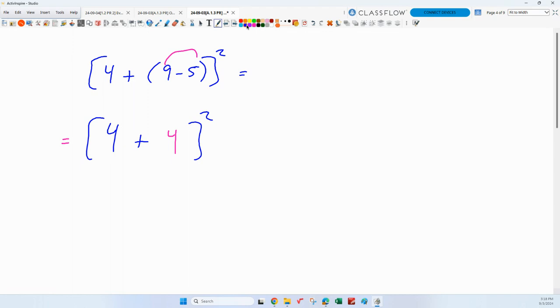Okay, now we're still in the P step. Now we're on the outer grouping symbols. So that would equal 8 squared. And then finally, 64. There you go. Good. Okay, give me thumbs so far. Is this all making sense? Okay. All right.